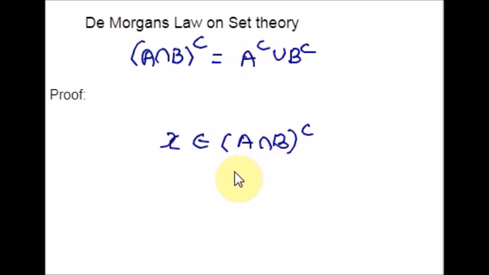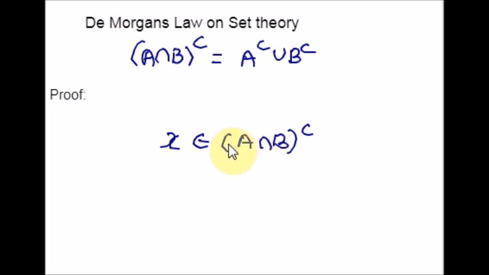Am I right? Since the intersection is the set of all elements common to both A and B, the previous step means X cannot be an element of both A and B. So this means that X must be an element of at least one of the sets A complement or B complement. By definition, this means that X is an element of A complement union B complement. Hope you are clear with one half of the proof. We have shown the desired subset inclusion. So our proof is now halfway done.